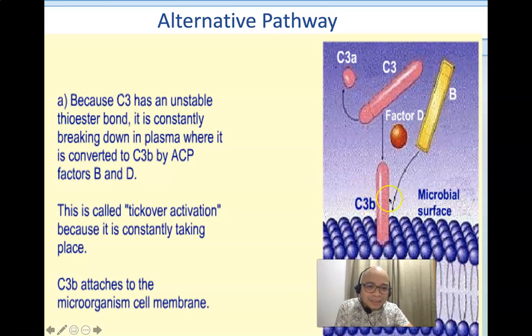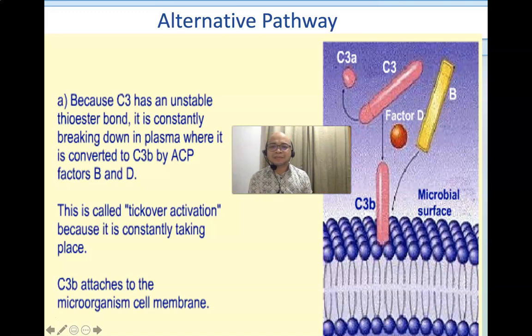As you can see, you have here several C3b. Because C3 has an unstable thioester bond, it is constantly breaking down in plasma, wherein it is converted to C3b by ACP factors B and D. The ACP is simply known as the alternative complement pathway factors, and there are two of them, factor B and factor D. So C3 is constantly breaking down, and factor B and D cleave C3 all over again because it is constantly taking place.